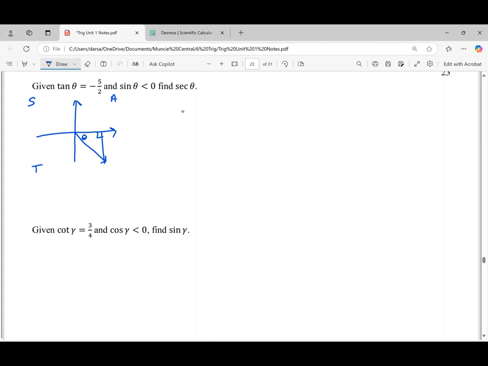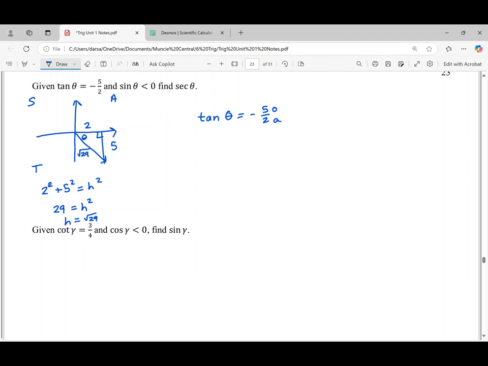What do we know about this angle theta as well from tangent is -5/2? Well, if we know SOHCAHTOA, we know the opposite over adjacent is 5/2. So our opposite is 5, our adjacent is 2, and we can figure out the hypotenuse using Pythagorean theorem. So 2 squared plus 5 squared is equal to hypotenuse squared. So 29 is equal to the hypotenuse squared. The hypotenuse must be the square root of 29. So we can put square root of 29 here.